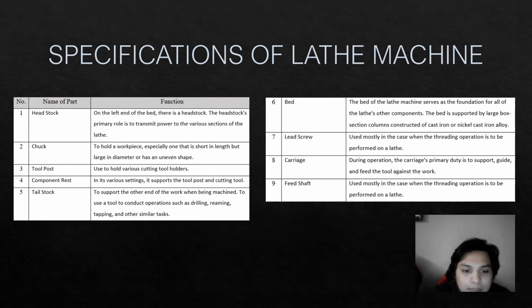And then the eighth part is the carriage. During operation, the carriage's primary duty is to support, guide, and feed the tool against the work. And the last part is the feed shaft. The feed shaft is used mostly in the case when the threading operation is to be performed on a lathe.